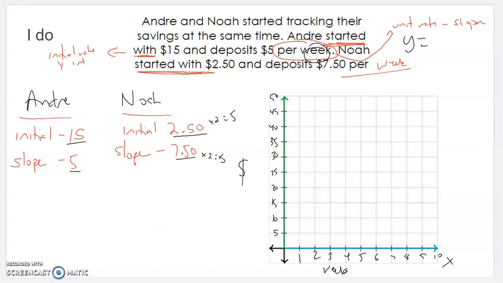So let's start with Andre. Andre has an initial value of 15. He's going to start there after 0 weeks. He already has $15, and he's going to go up $5 each week. So one more week, $5 more. One more week, $5 more. One more week, $5 more. So his line's going to look about like that.